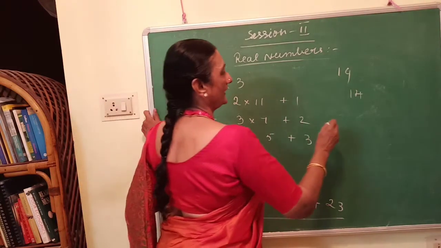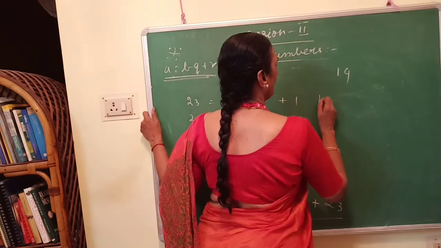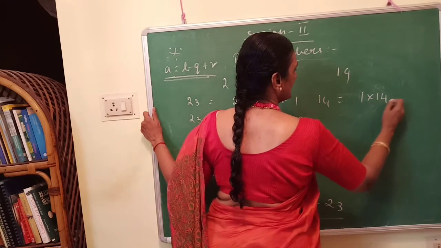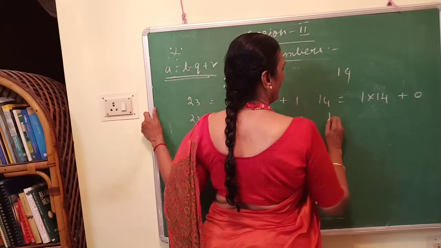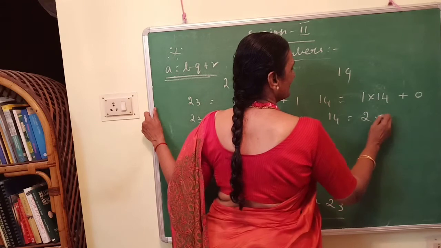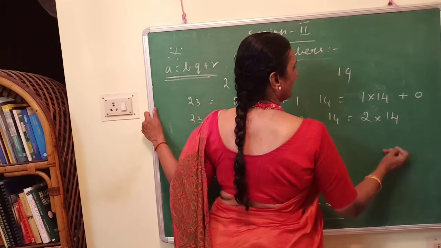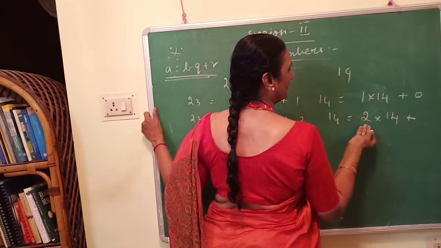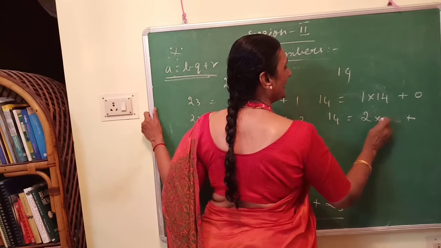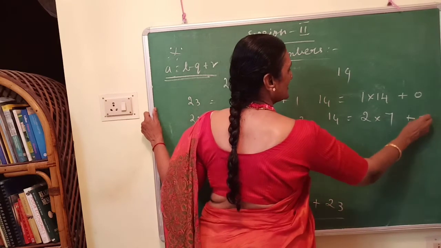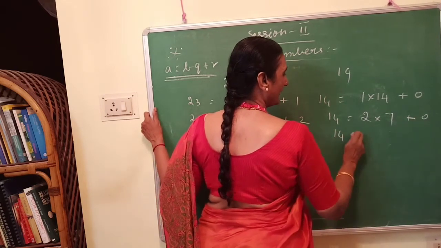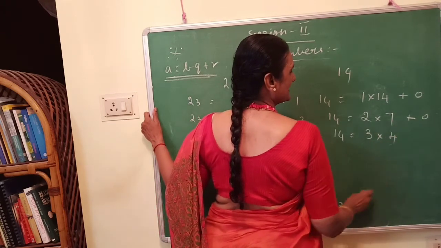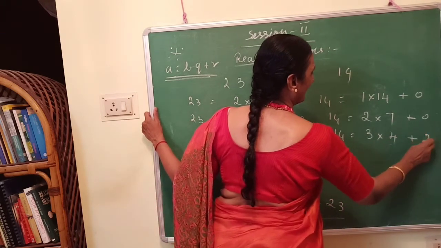Now next, 14. How do you write 14? 14 is equal to 1 into 14, 14 times, plus 0 remainder. If I want to divide by 2, how many times does it divide? It divides only 7 times, so 0 remainder, correct? Now for 14, suppose I have to divide by 3, what number will fit here? 4 times. 4 threes are 12 plus 2 remainder.